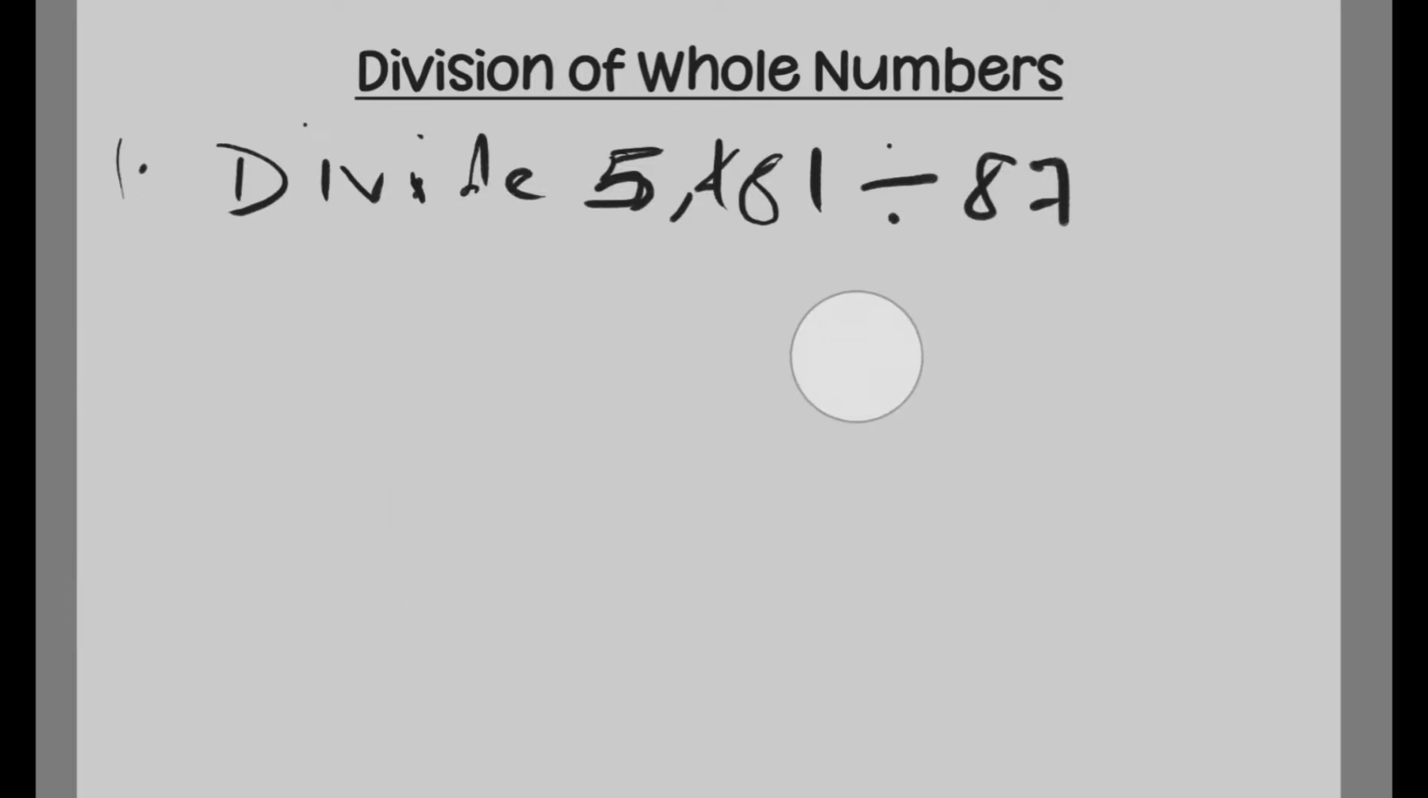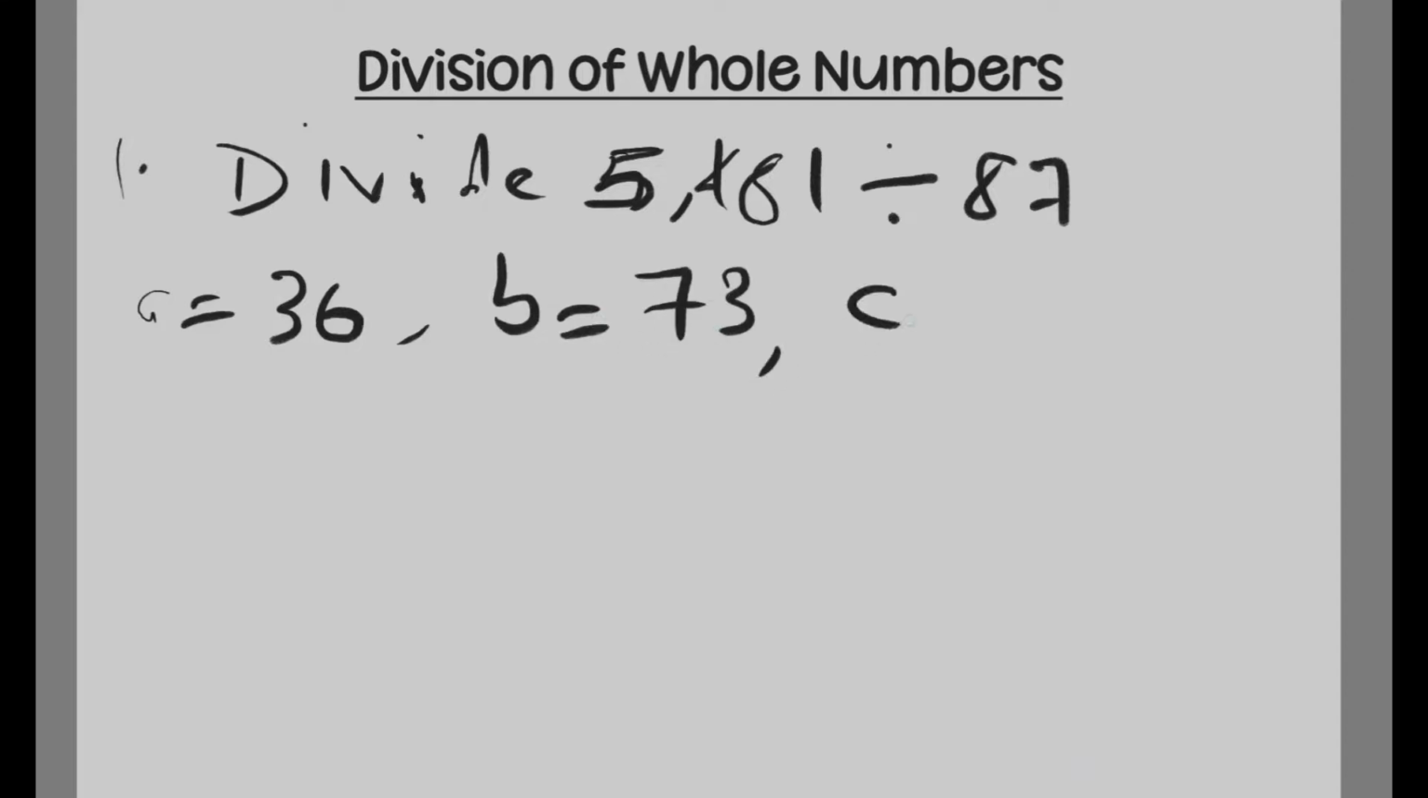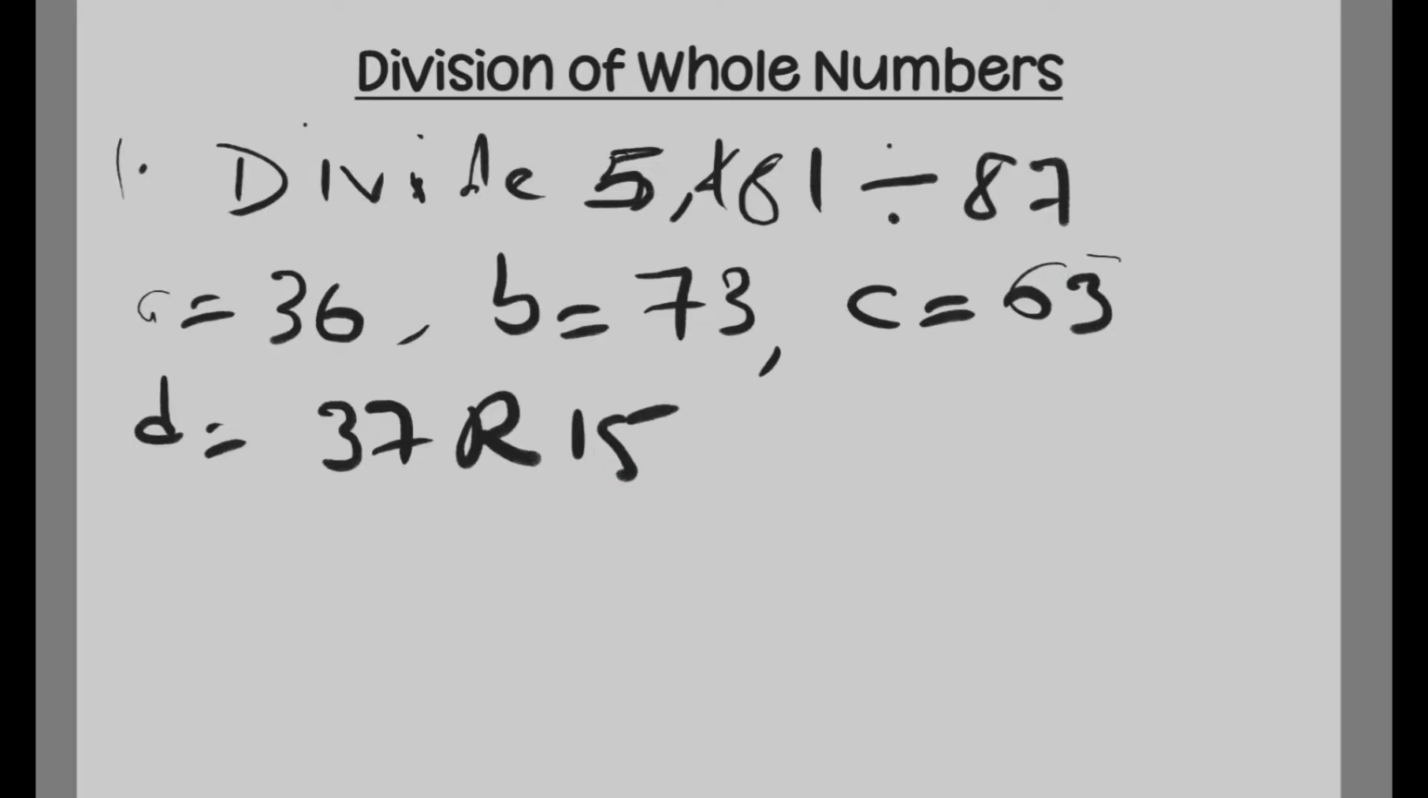Remember, we have 4 options. Option A was 36. Option B was 73. Option C was 63. And then option D was 37, remainder 15. So this is our answer, 63 right here.